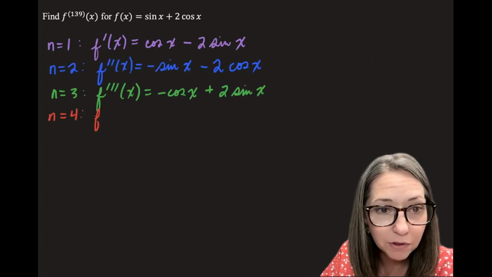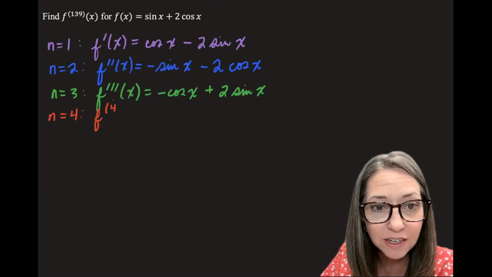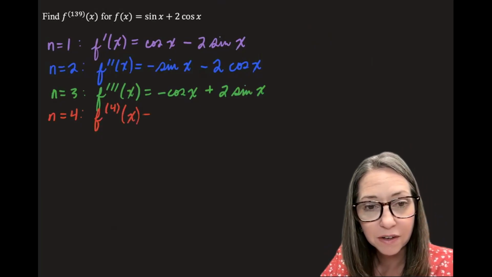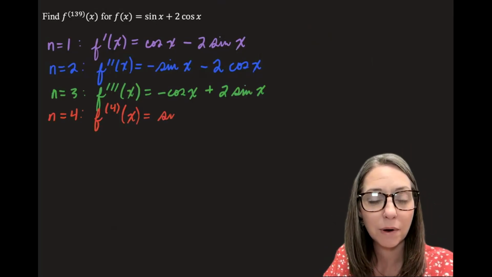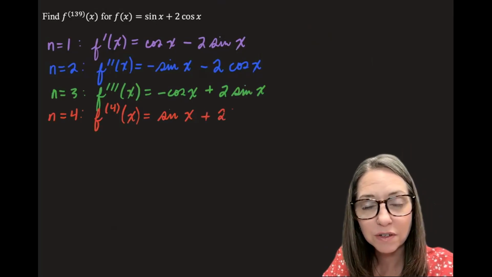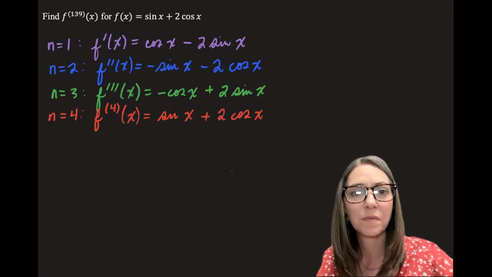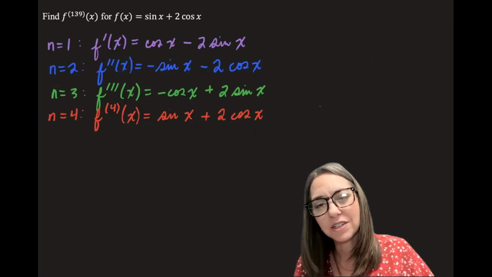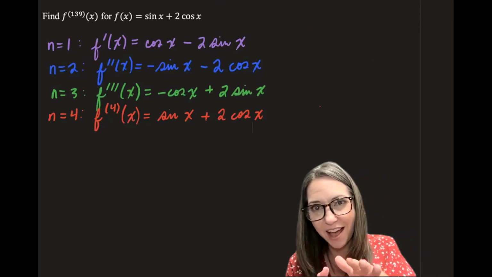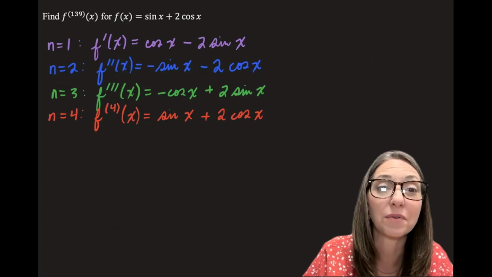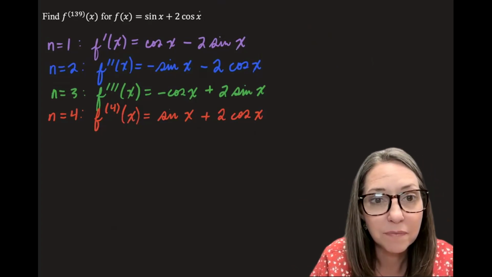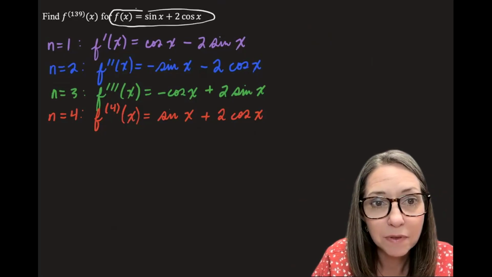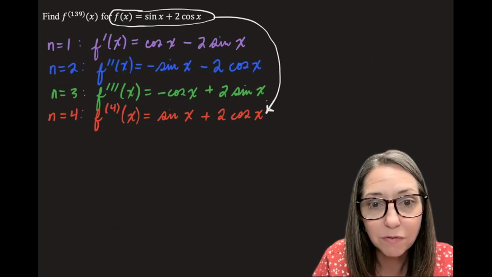At this point, I'm going to put the little 4 in parentheses to indicate the fourth derivative. Okay, derivative of cosine is negative sine, so therefore that one's going to become positive sine of x plus 2 times cosine of x. Look carefully. Do you see anything similar yet? Maybe you see it, maybe you don't, right? But this 0th derivative right here is the same as this fourth derivative.